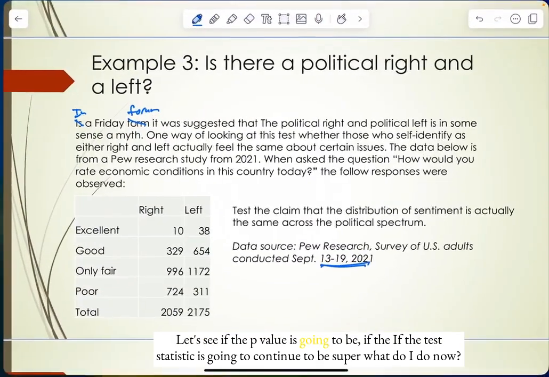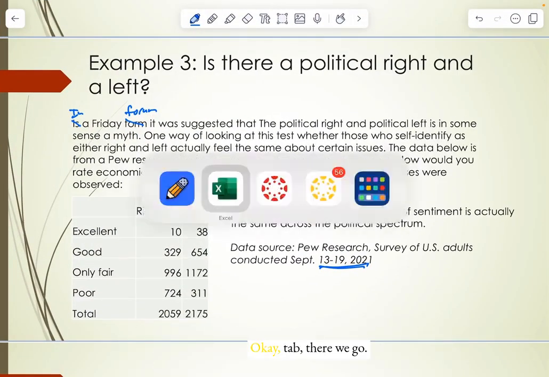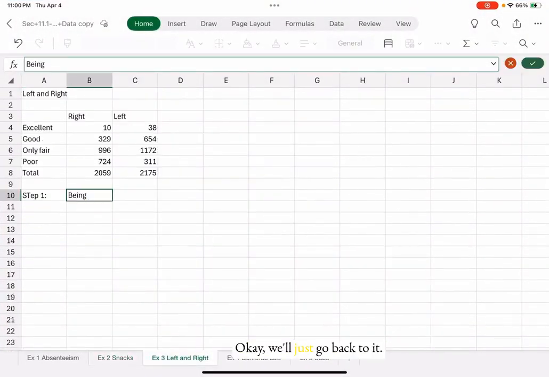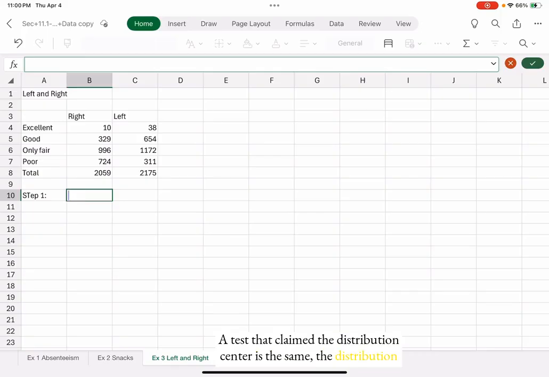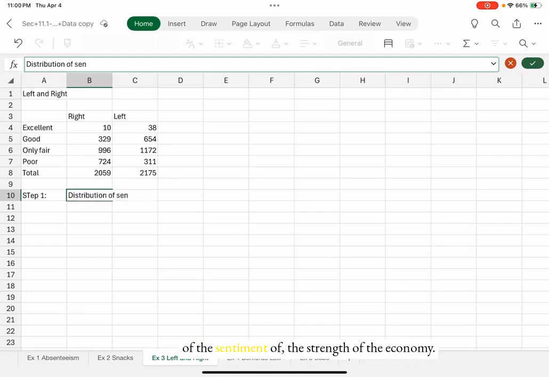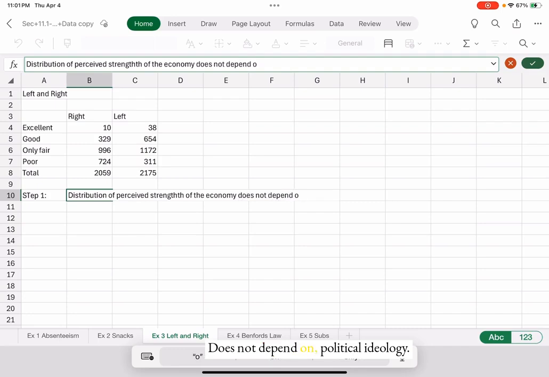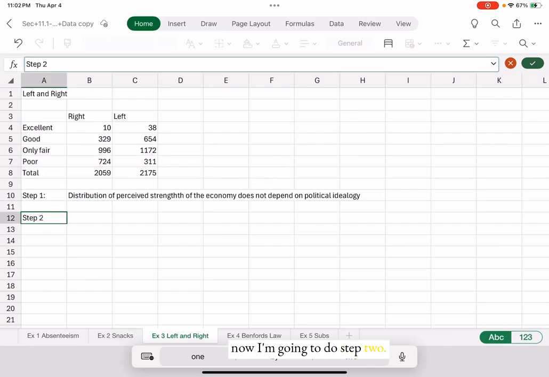Let's see if the test statistic is going to continue to be super big. Okay, tab, there we go. So now I go to right and left. Step 1. Let's go back to it. What was it again? A test that claimed the distribution of sentiment is the same. The distribution of the strength of the economy does not depend on political ideology. Copy that, Command C. Now I'm going to do step 2, Command V.